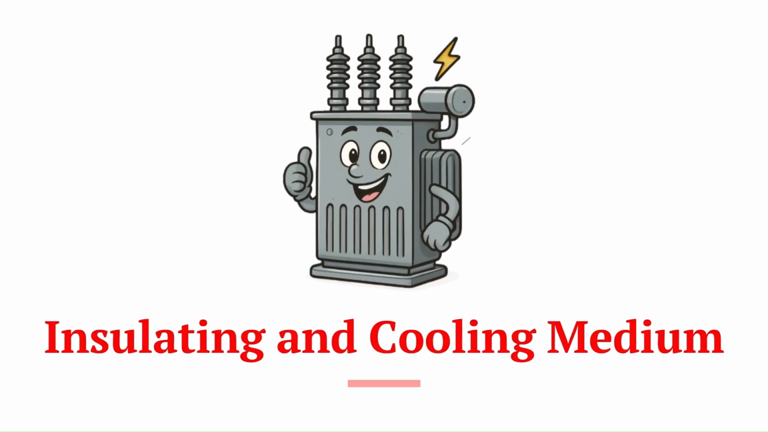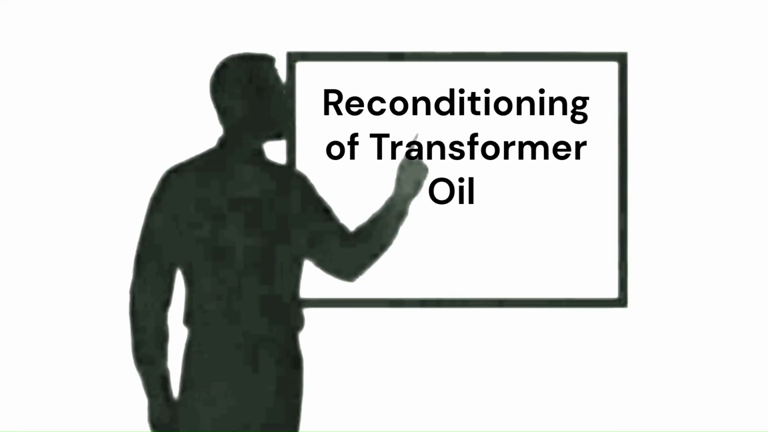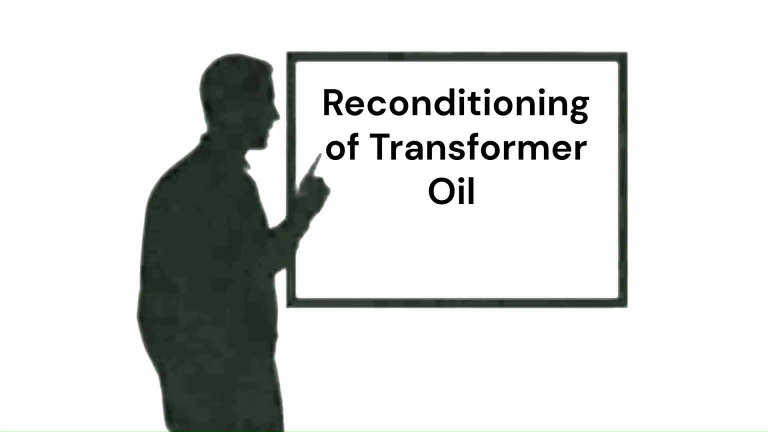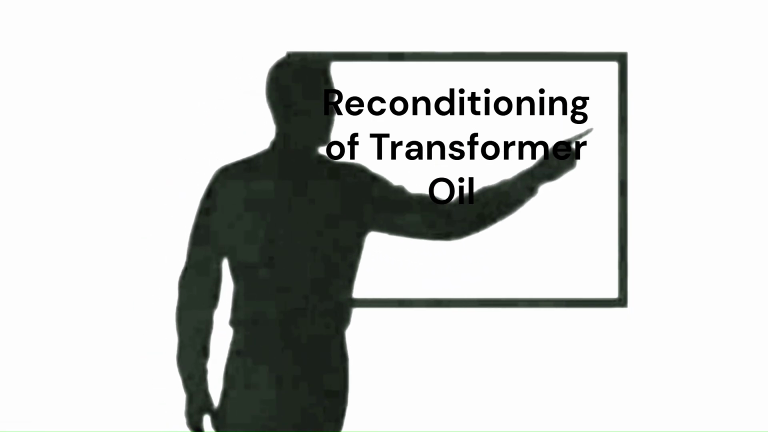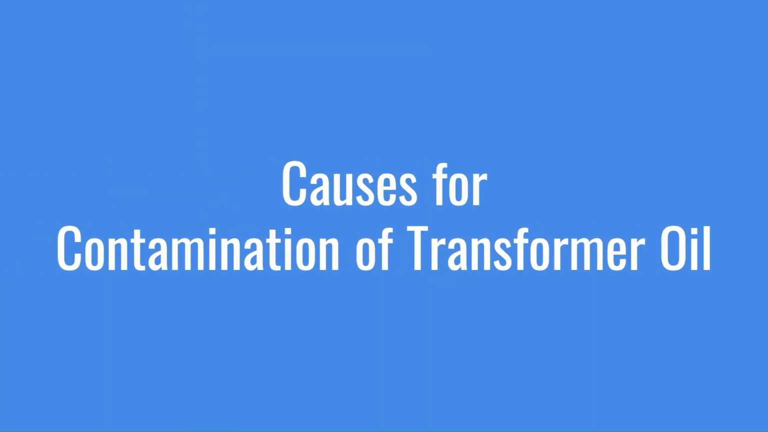Transformer oil serves as an insulating and cooling medium. Over time, it deteriorates due to moisture, oxidation and contamination. In this video, we will discuss the process of reconditioning of transformer oil to restore its dielectric strength and insulating property. First, we will see common causes for contamination of transformer oil.